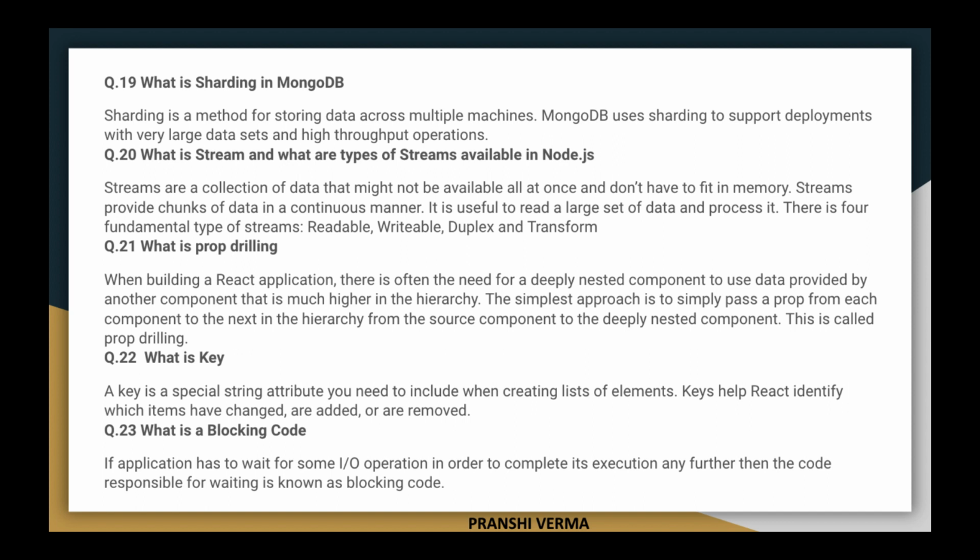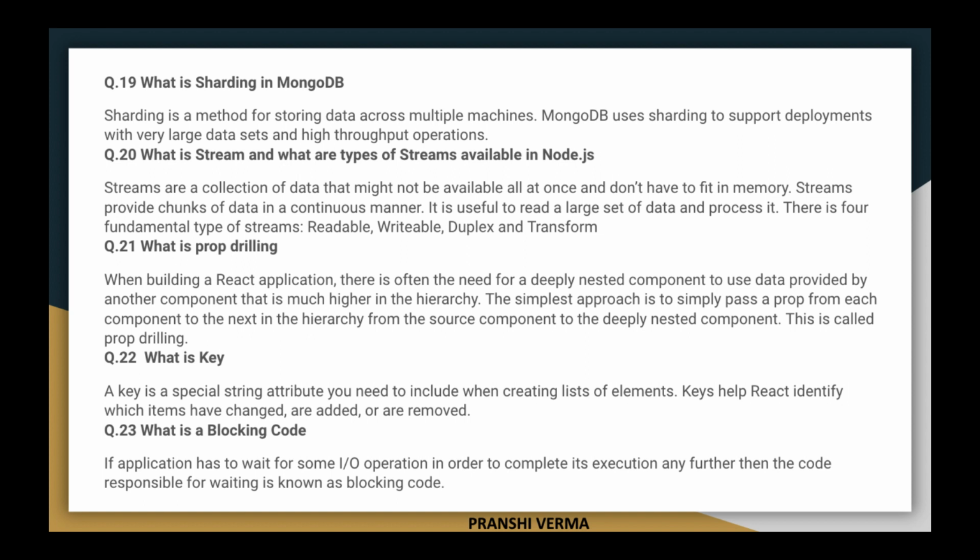Next question: what is prop drilling? Answer: prop drilling is a term used in React to describe the process of passing data from a parent component to a child component through several layers of intermediate components, even when those intermediate components don't need the data themselves. This can result in cluttered and verbose code, as well as performance issues if the data being passed is large or complex. Prop drilling can occur when a component needs to pass data down to its children, but that data is not directly available to the children.